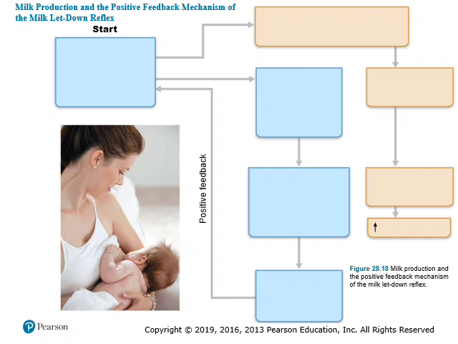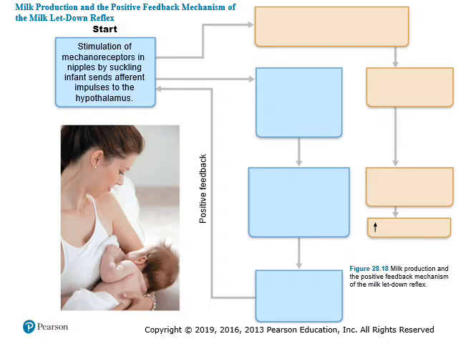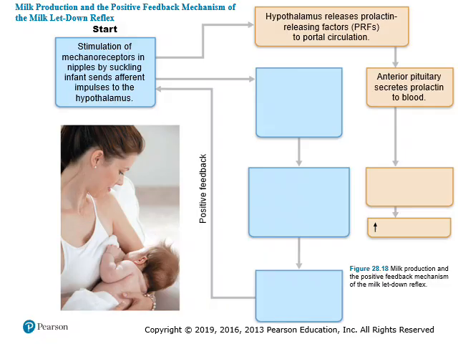Let's take a look at this milk production chart right here in front of us. Like I mentioned, the mechanoreceptors are initiated when the infant sucks on the nipples of the mother, and that will cause the hypothalamus to produce PRF. The anterior pituitary is then stimulated to secrete prolactin into the blood. Prolactin targets the mammary gland of the breast, and milk production will start.